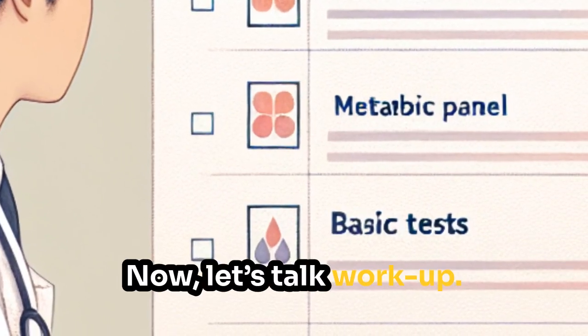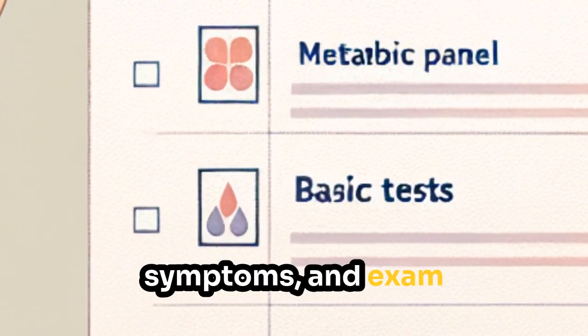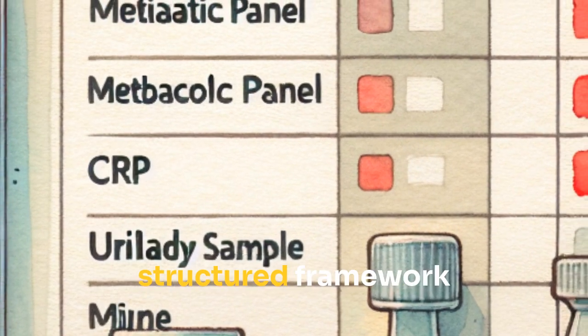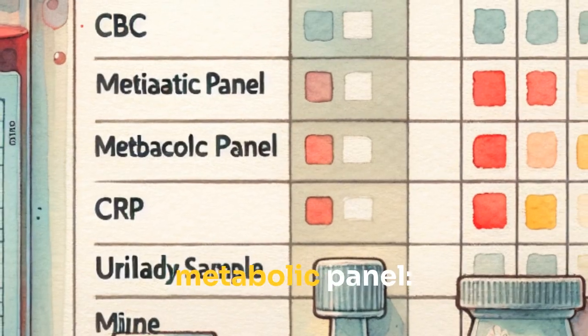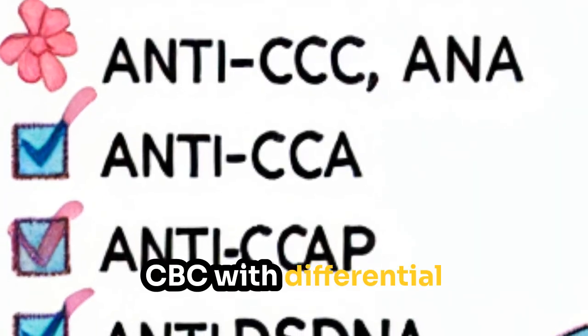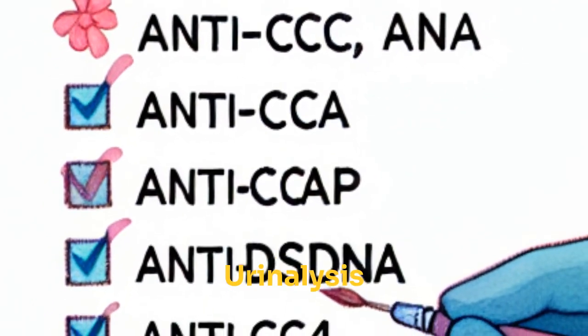Now let's talk workup. This is always guided by your patient's history, symptoms, and exam findings. But here's a structured framework to get you started. Start with a basic inflammatory and metabolic panel: CBC with differential, comprehensive metabolic panel, CRP.